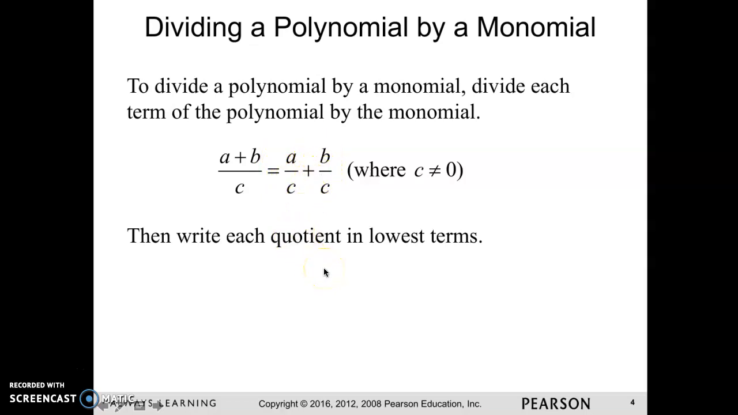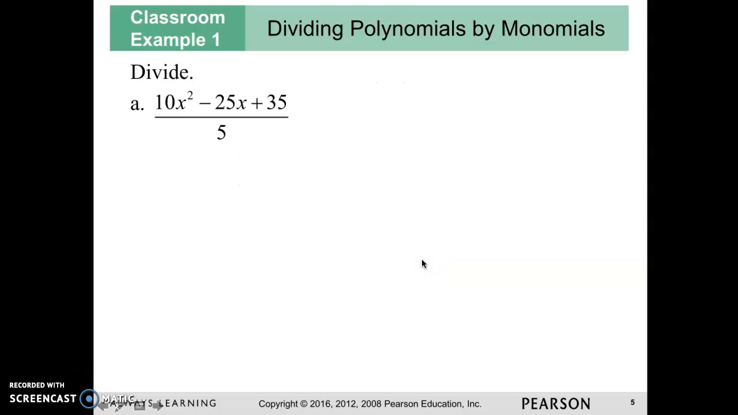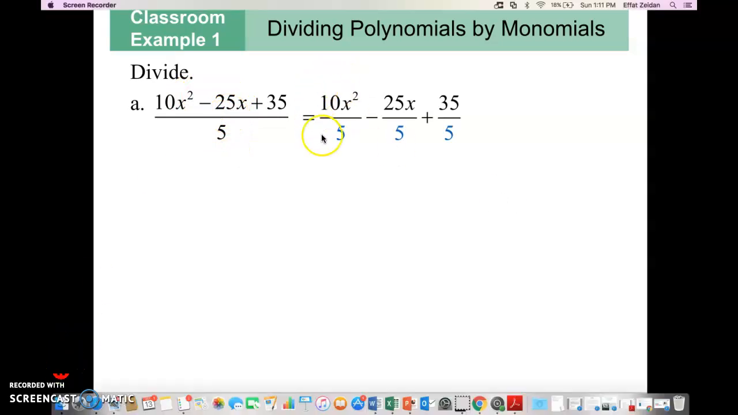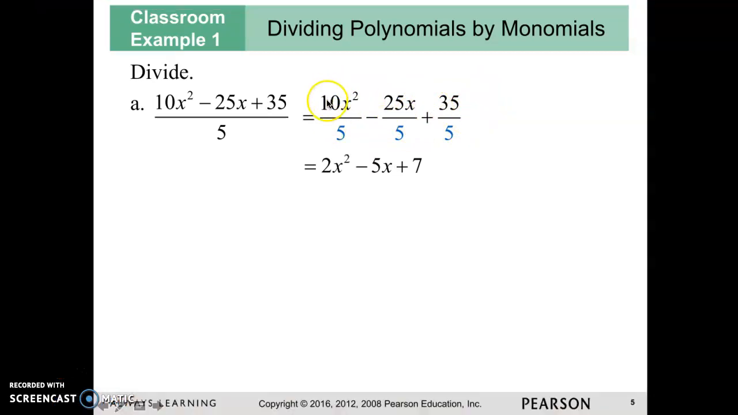And then we can write each quotient, each fraction, in its lowest terms. What that means is basically we're simplifying the fraction. So let's take a look at this. If I have this big expression up here and I'm dividing it by a monomial, which is 5 in this case, I can separate them into how many fractions here? 3 fractions. So in this case, I'm separating it into 1, 2, and 3. And then, of course, this is not the lowest term, so I can simplify it even further. 10 divided by 5 is 2. 25 divided by 5 is 5. And then 35 divided by 5 is 7.